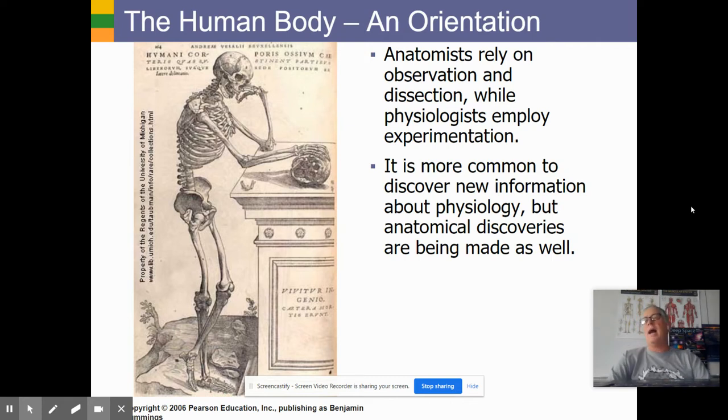Anatomists rely on observation and dissection, which is actually the cutting up of things. So we're still looking at things, while physiologists employ experimentation, where we are looking and searching and experimenting. How is this working? How does that do its job? Now, it's more common to discover new information about physiology, but anatomical discoveries are being made as well. They're not as big as physiology, but they're still there. Both are being discovered.